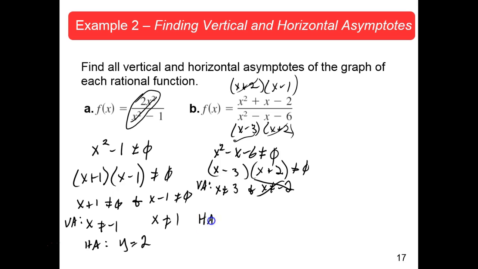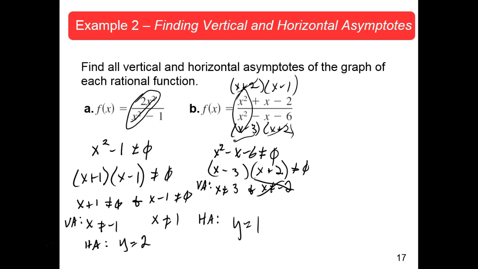What can we do with that? You go back to the original. Don't do what you factored. Well, it works there too, but what do you do? Ratio of the leading terms, and that is y is equal to 1. Okay? Very good.